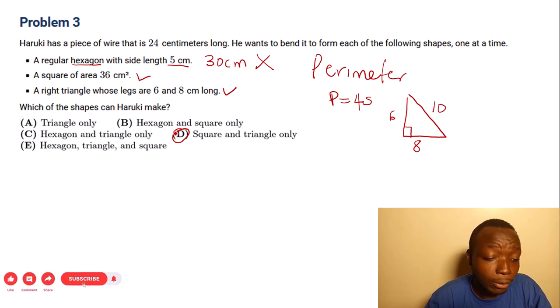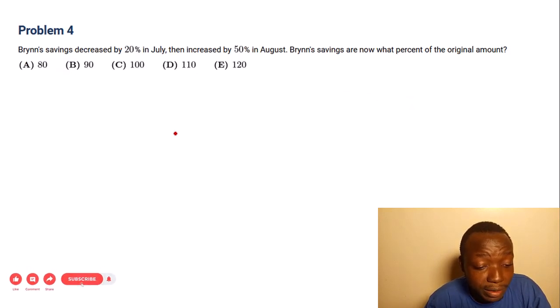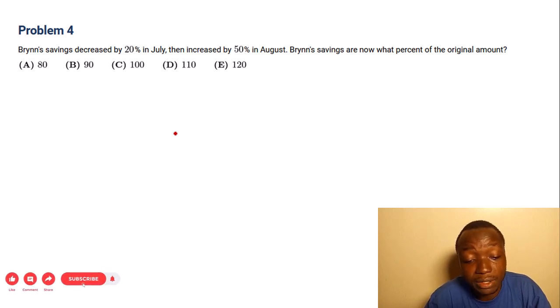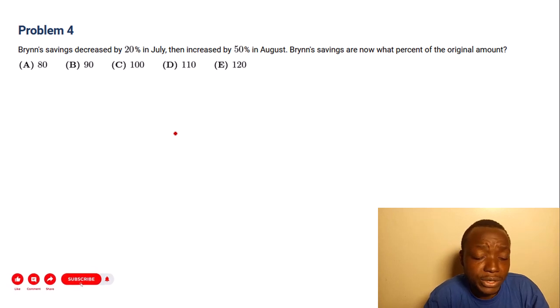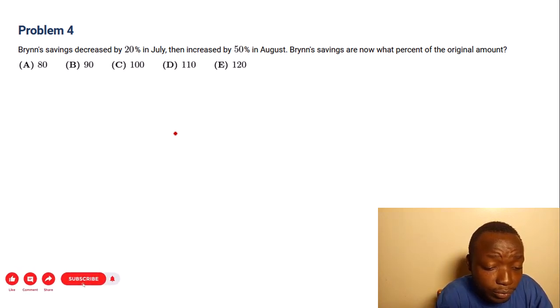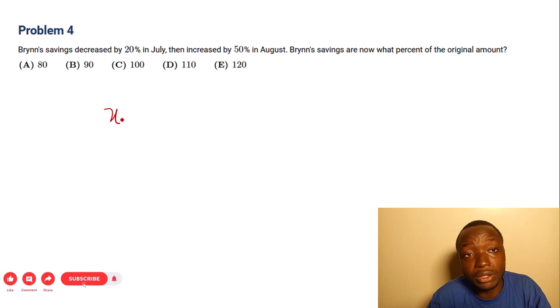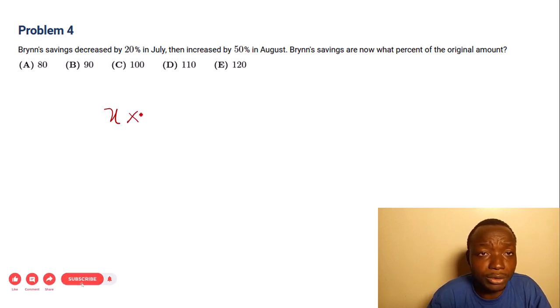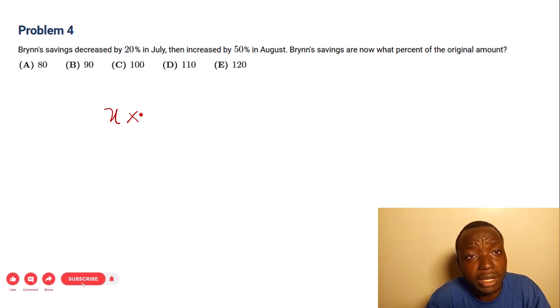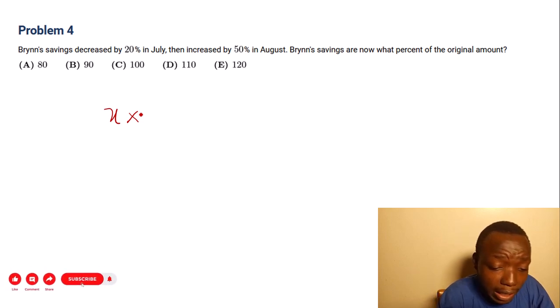All right. Now, problem 4. Brian's savings decreased by 20% in July, then increased by 50% in August. Brian's savings are now what percent of the original amount? Now, let's assume the original amount is X, times, now you can use decimals if you want, but I'll use fractions. If his savings decreased by 20%, it means what he now has is 80%, right? And 80% is 4 over 5.